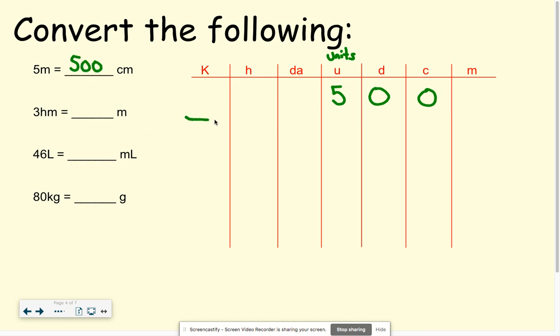Now I can use the same chart over and over again. I'm just going to draw a line and I can do my next one. Now notice I have 2 letters, HM. So I'm going to find the first letter, which is the H, and that's where I'm going to put the 3. The M, it only has 1 letter. So because it only has 1 letter, it's going where the U is. So we're getting to the U. And we have 300 as an answer.